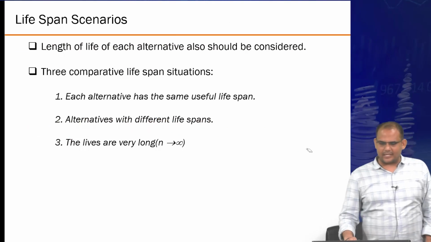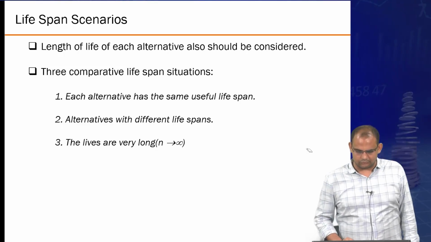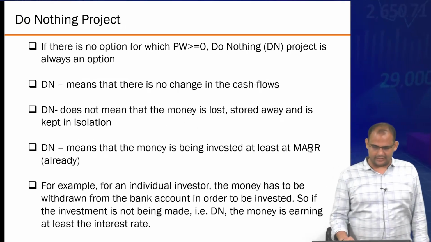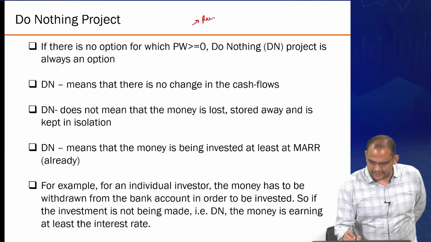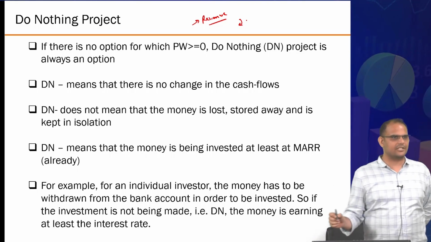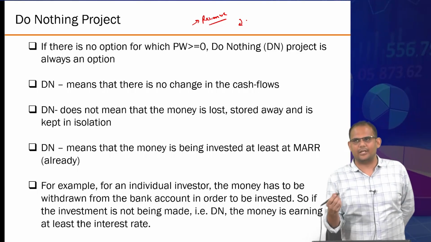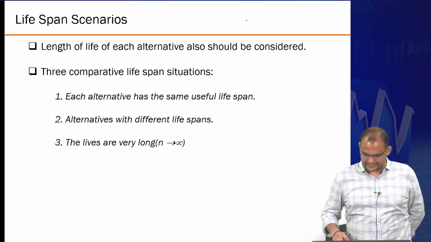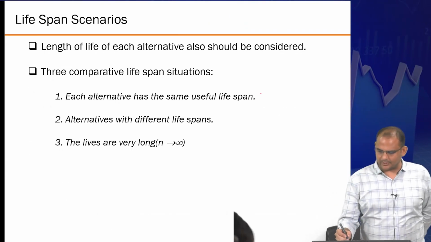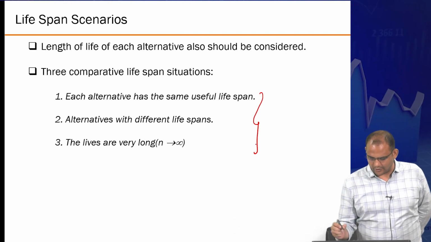In the present worth analysis, there are two important things that you need to consider. One is, if it's a revenue generating project, then you also need to consider do nothing as an option, which is a by default option. If it's a cost only project, then it's treated slightly differently, and we saw those kinds of examples. And we were discussing these lifespan scenarios of alternatives.